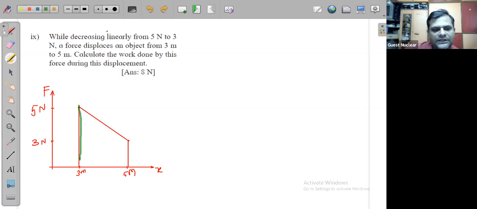ये दो जो vertical sides हम देख रहे हैं यहाँ पे, ये दोनों already parallel हैं और बाकी दो sides जो हैं वो parallel नहीं हैं. So whenever there is a trapezium, suppose हमारे पास एक trapezium है जिसमें ये दो sides parallel हैं, but बाकी दो sides parallel नहीं हैं. तो ऐसे वाले trapezium का area कैसे निकाला जाता है? What is the formula for area of a trapezium?